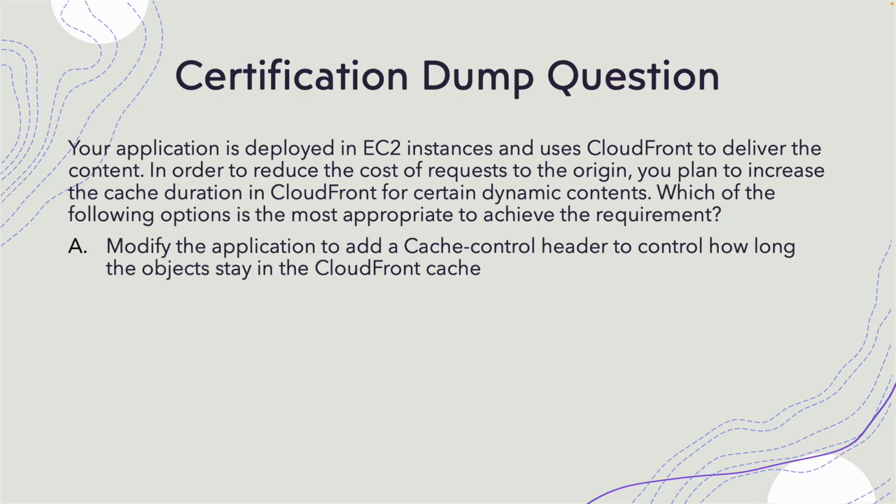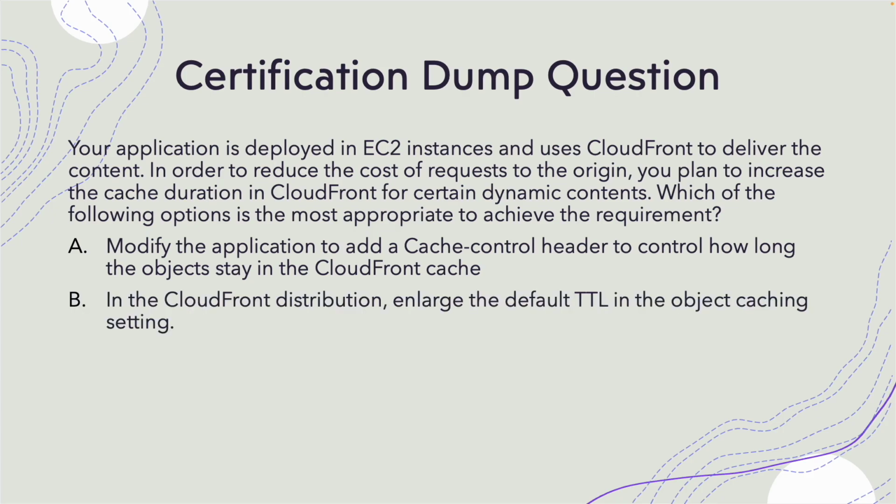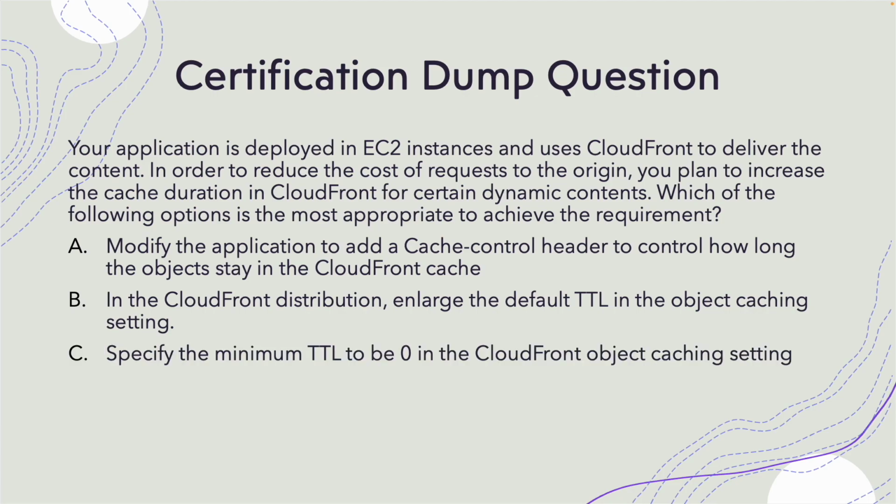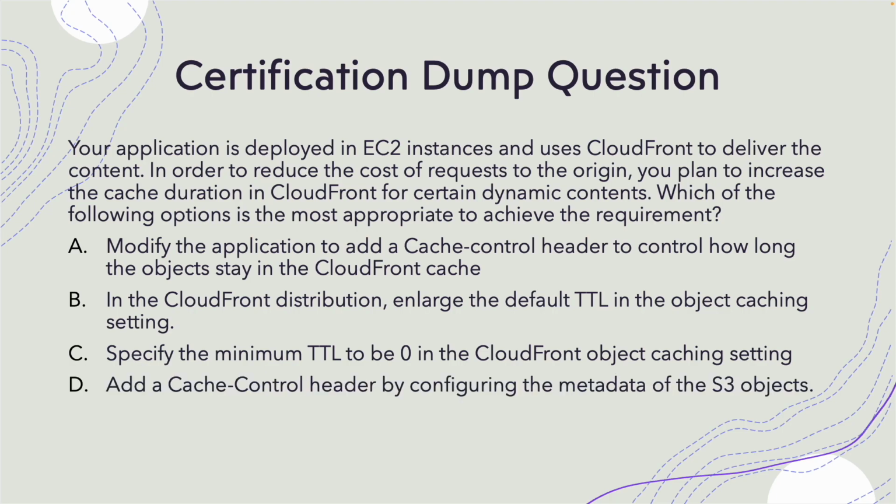Option A, modify the application to add a cache control header to control how long the objects stay in the CloudFront cache. Option B, in the CloudFront distribution, enlarge the default TTL in the object caching setting. Option C, specify the minimum TTL to be 0 in the CloudFront object caching setting. Option D, add a cache control header by configuring the metadata of the S3 objects.